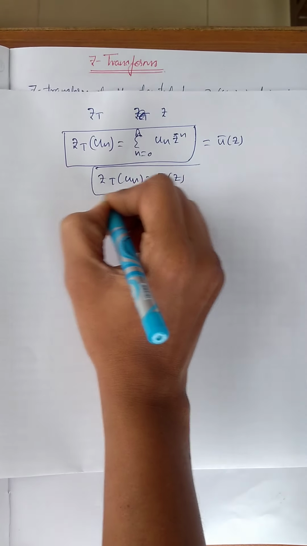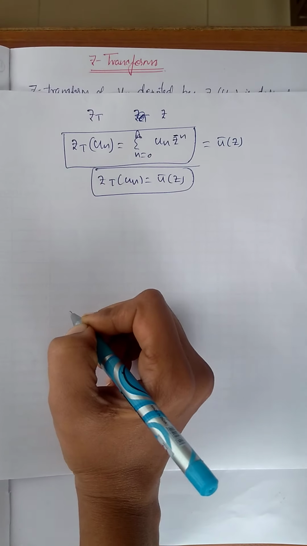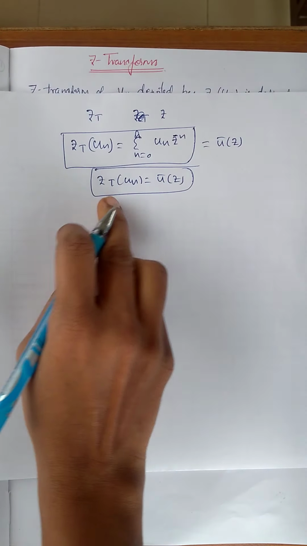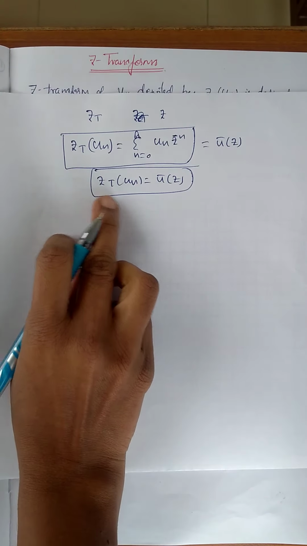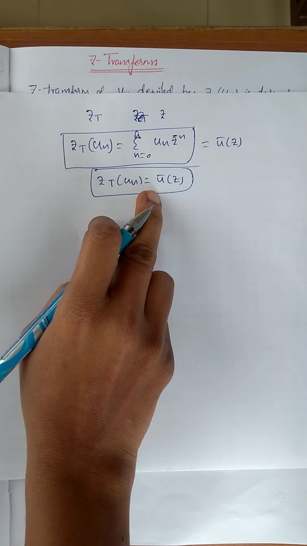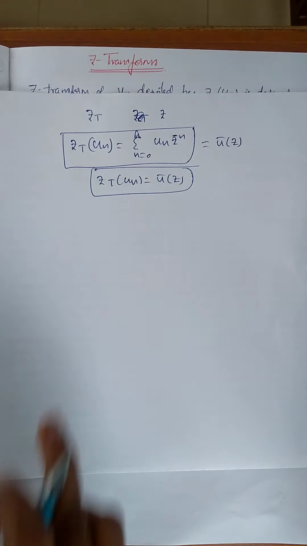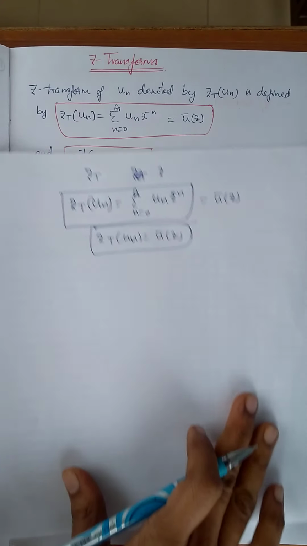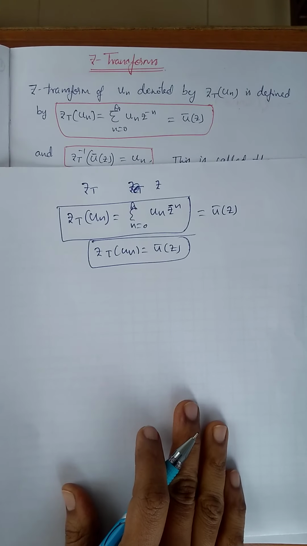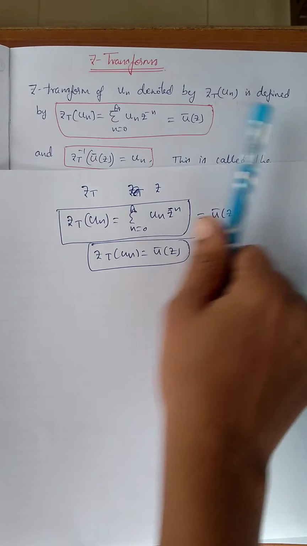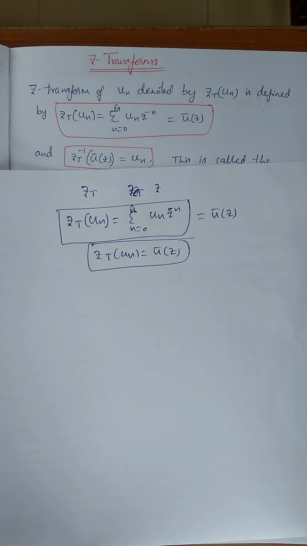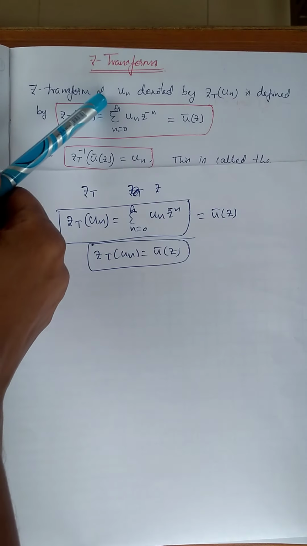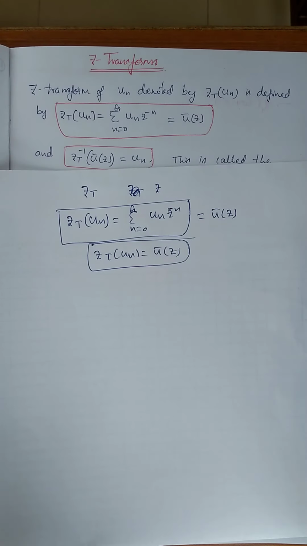Therefore, the Z transform of u(n) is nothing but U bar of z. So we can represent it by Z also: Z of u(n) is equal to U bar of z. This is nothing but the definition of the Z transform. ZT of u(n) is defined by ZT of u(n) equal to the summation from n equal to 0 to infinity of u(n) z to the power of minus n.